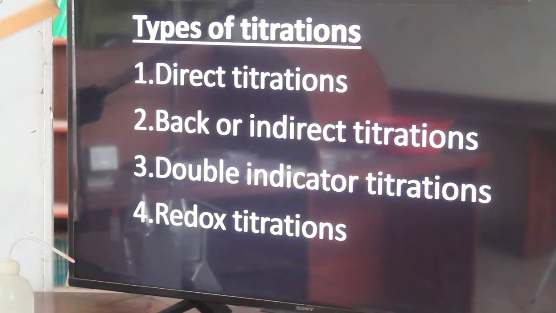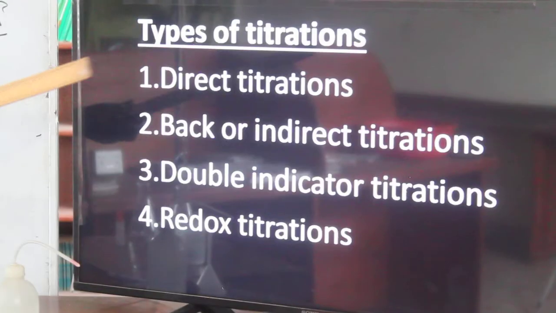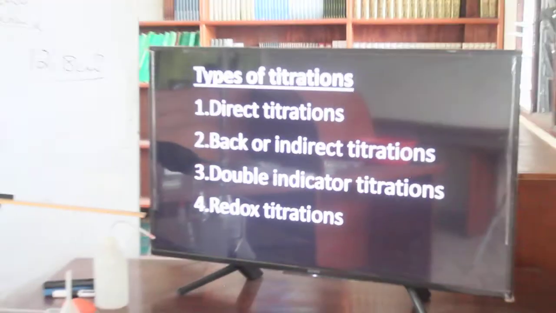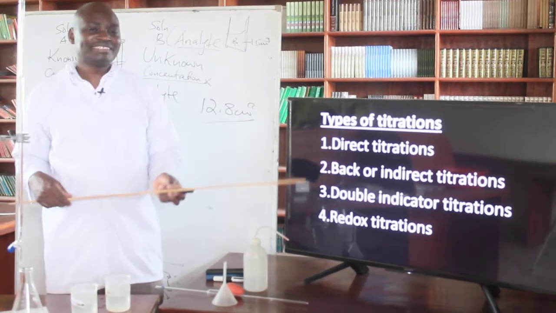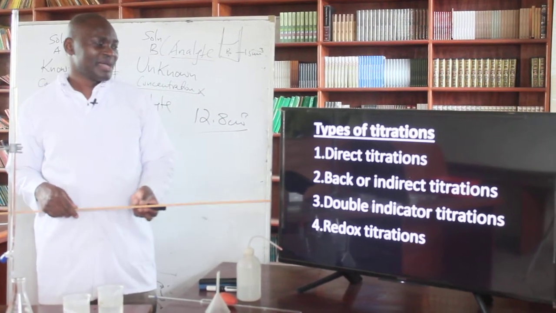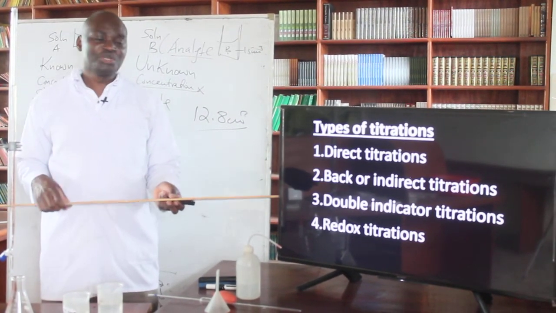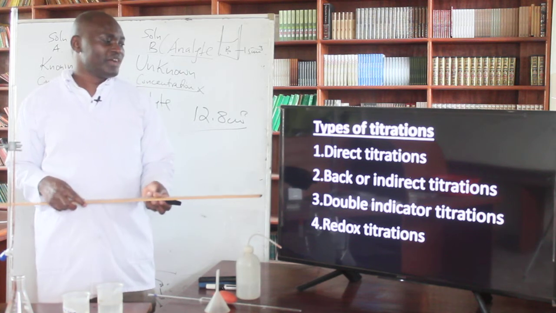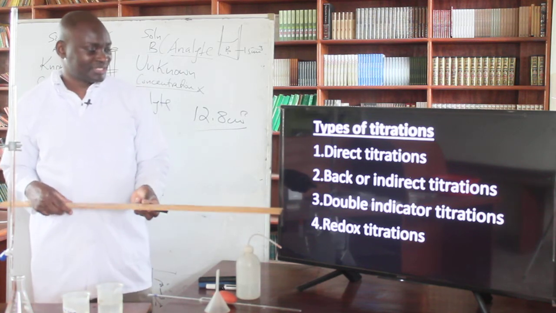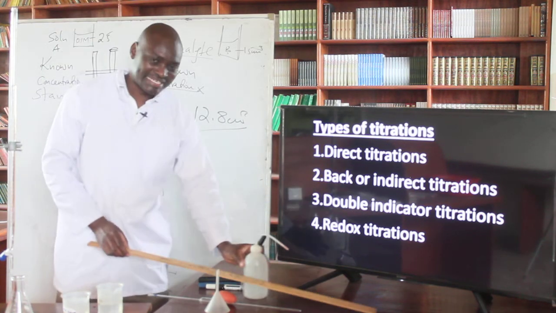Now, next time we'll be looking at different types of titrations. We have direct titration. We have back titration, or we call it indirect titration. We have double indicator titrations. And then we have redox titration.